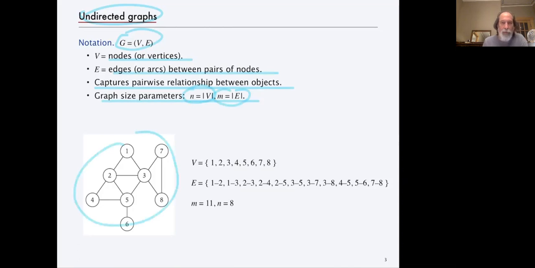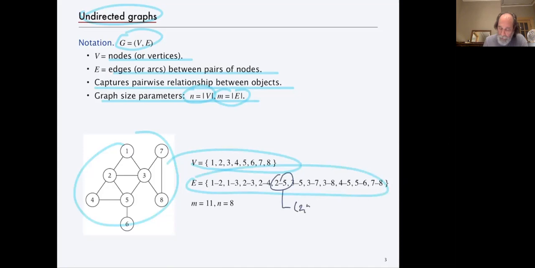Okay, so here's a drawing of the graph that has a vertex set 1 through 8, and this collection of edges, although the notation's a bit funny. We usually write these edges as pairs like this. Okay, for this graph, we have 11 edges on 8 nodes.